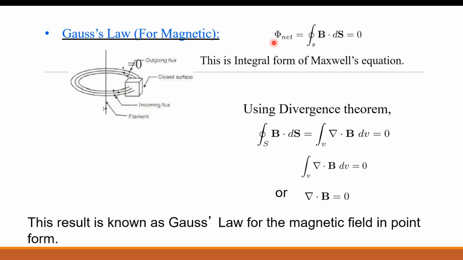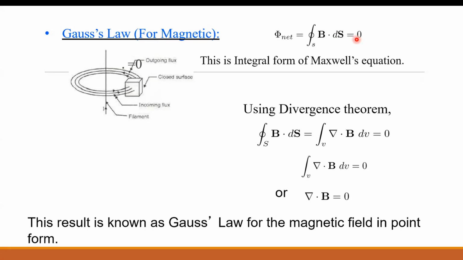So some amount of flux will be generated, and that flux is measured in Webers. Okay, if the surface is not closed, then we can find the flux in a magnetic field, and that is measured in Webers. But if the arbitrary surface is closed, then the total flux, the net flux crossing the surface, is equal to 0.